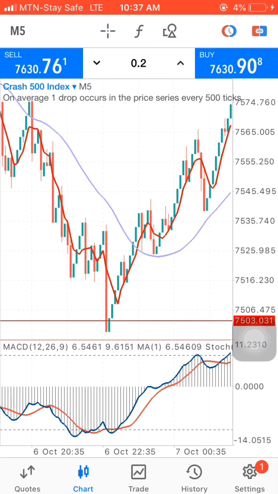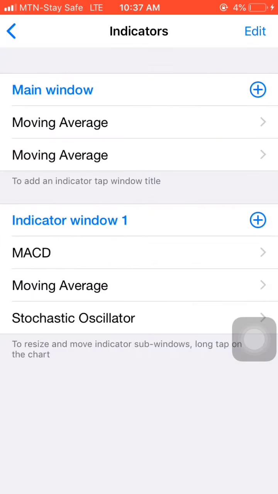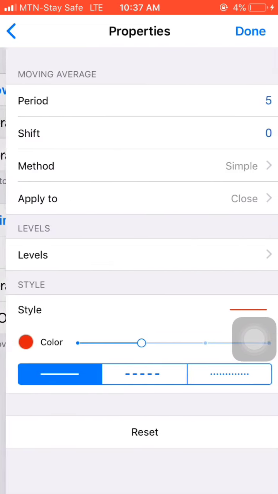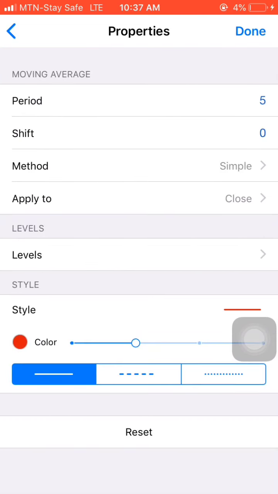So now let's get to the settings of this indicator. The settings for the moving average: the period is 5. That's the first moving average on the main chart. The period is 5, the shift is 0, method is simple, apply to close. There are no levels. For the style, you can use the color that you wish and the pixel that you wish. When you're done with that, you click on done.